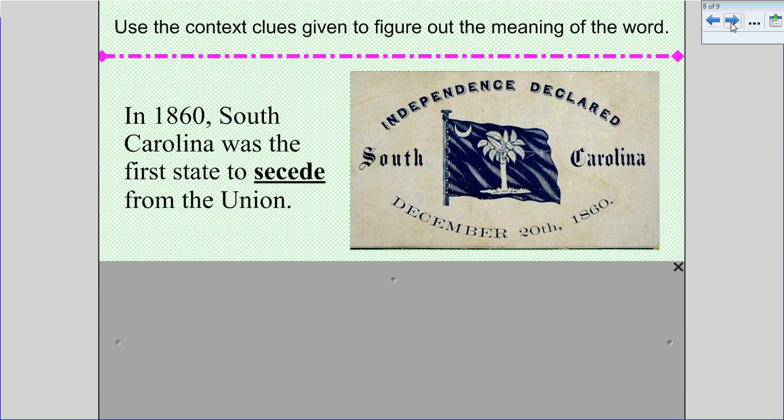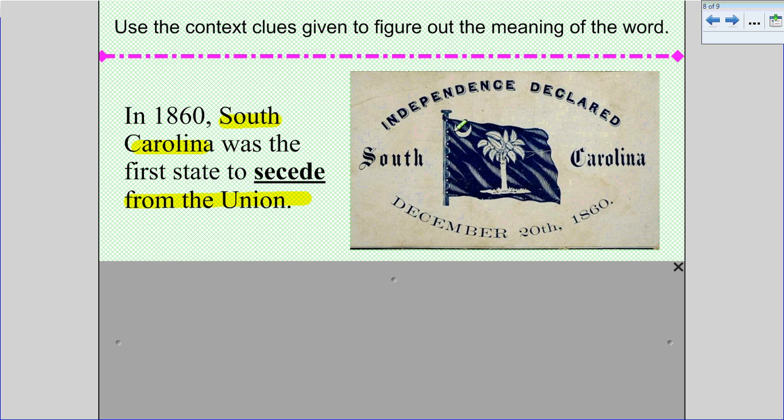Your next word is secede. Please write this in your graphic organizer. In 1860, South Carolina was the first state to secede from the Union. Well, I know se or para has something to do with apart or aside, and I can see here that South Carolina was the first to do this from the Union. So I'm making the assumption that they probably went apart.